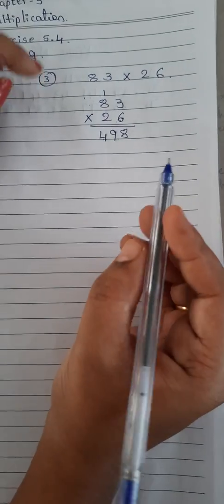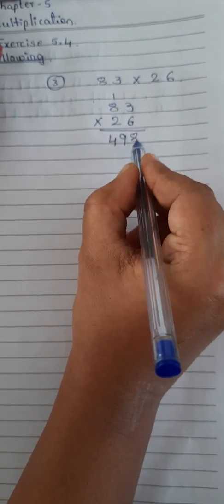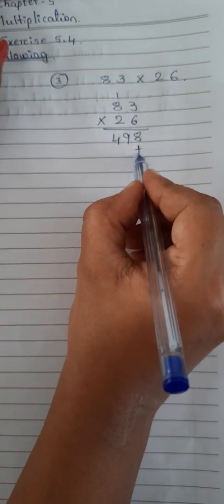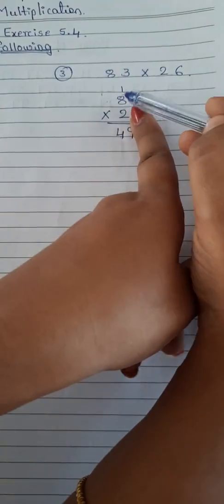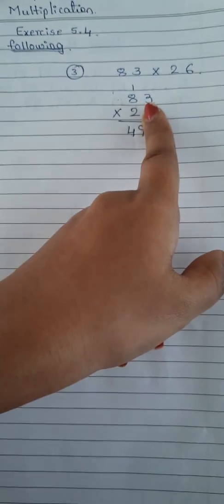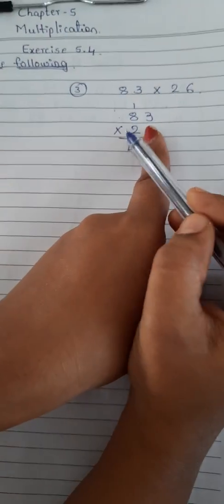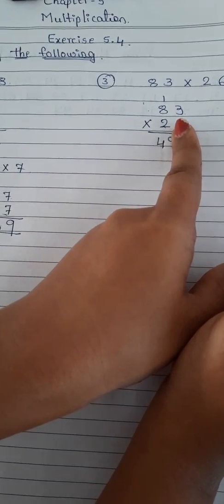Now, what to do? We have to write a plus sign below the first number. It's compulsory, children. Plus is compulsory. One below another you have to write. Now cancel this 6 and take this 2. First, which table do we have to say now? The 2 table. 2 3s are, 2 1s are 2, 2 2s are 4, 2 3s are 6.